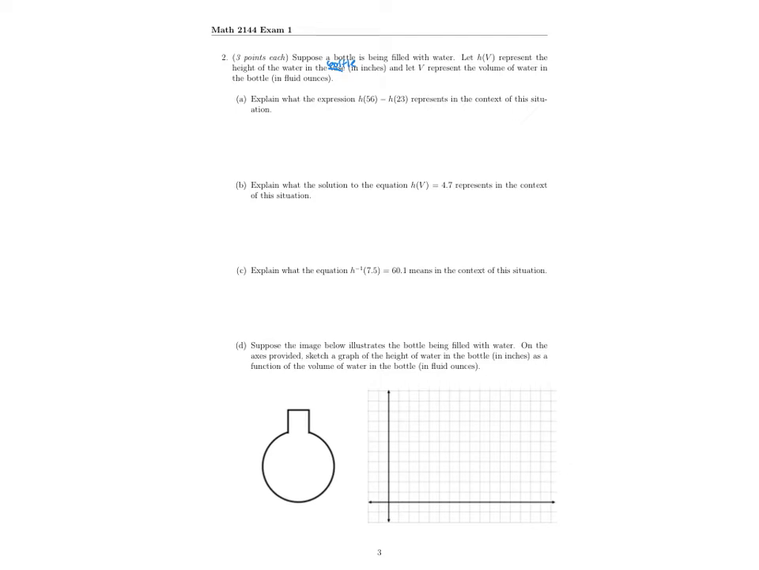So the function h takes a volume and outputs the height, right? So this 56 here is a volume, and this 23 here is a volume. So when you input that volume into the function, you get out a height. So this is the change in height when volume changes from 23 fluid ounces to 56 fluid ounces.